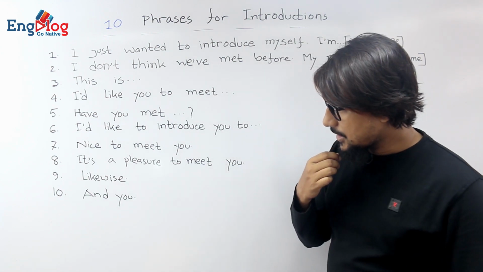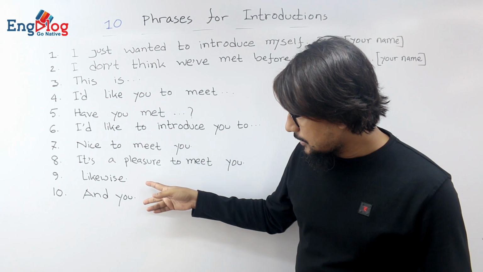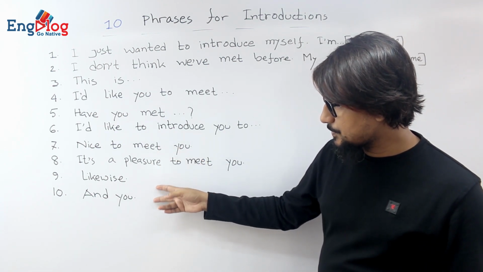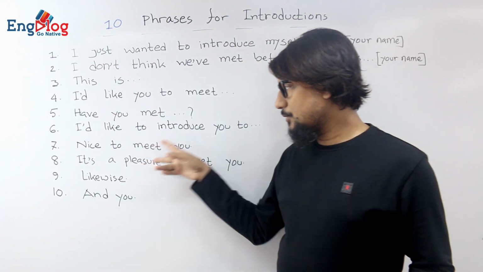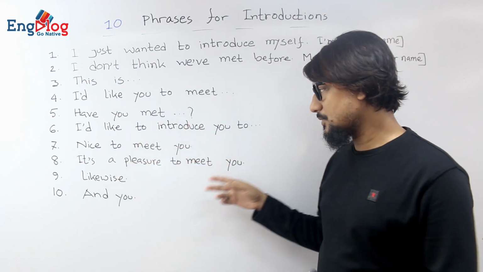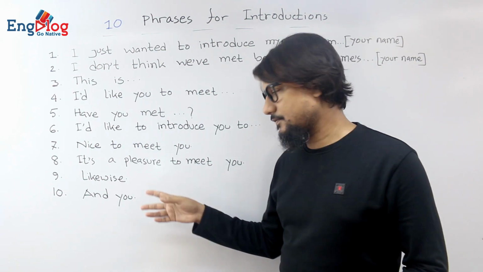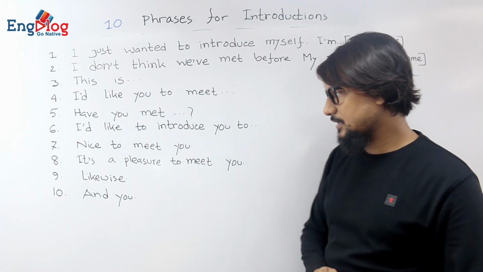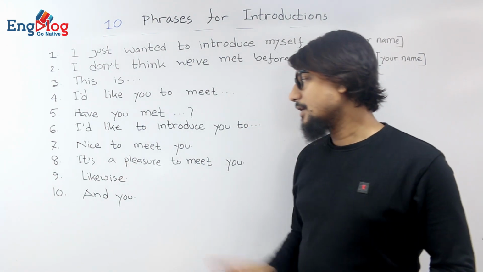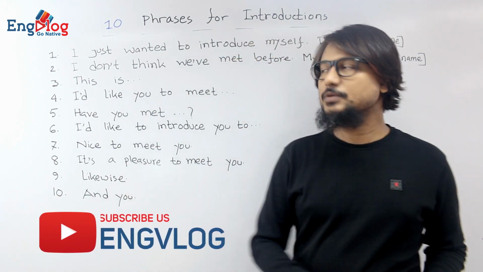These are the responses when you use them. If you use nice to meet you or it's a pleasure to meet you, you can expect either of these phrases. So if I say nice to meet you, you could say likewise or and you. If I say it's a pleasure to meet you, you could say likewise or and you.